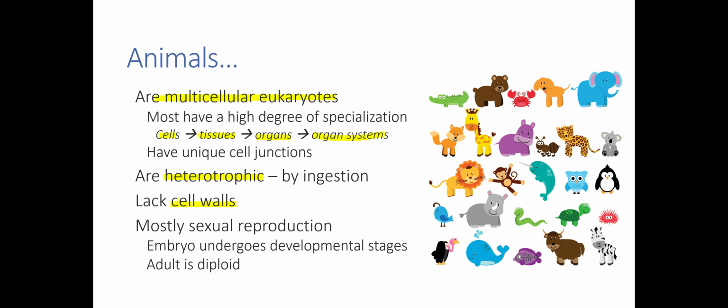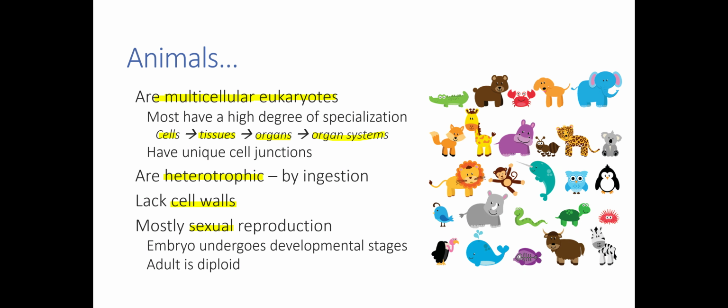We know that some of your prokaryotes had peptidoglycan, your fungi had chitin, your plants had cellulose. And so one of the things that sets animals apart is that they don't have one at all. So there is no cell wall, which means they are going to have some additional support in some way. We'll talk about that here in a little bit.